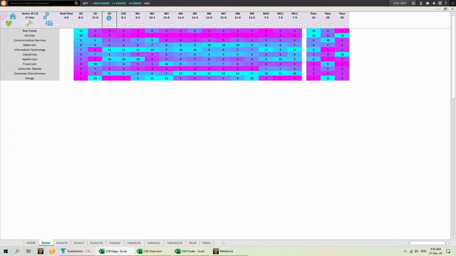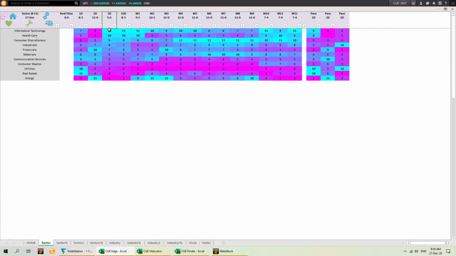If we look for the scores, the strongest ones and the weakest ones over the 5-day period, then we see the strongest ones are, let's say these two, infotech and healthcare, non-defensive growth sectors, with lots of growth stocks in those two. And the worst performers are utilities, real estate, energy. Utilities and real estate are defensive sectors.